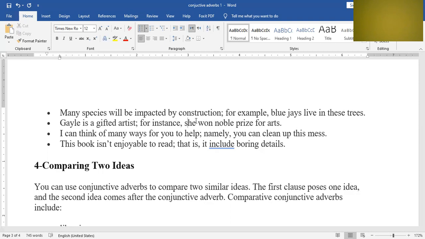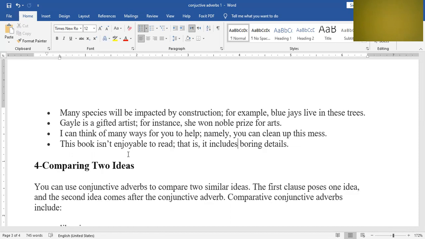This book is not enjoyable to read. That is, it includes boring ideas or boring details. So it's not enjoyable. How to support the idea that it is not enjoyable? Because it has redundancy and boring details.